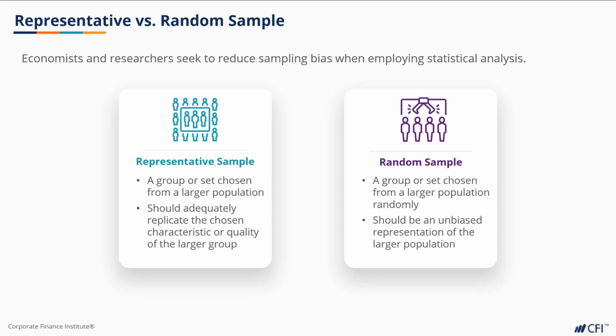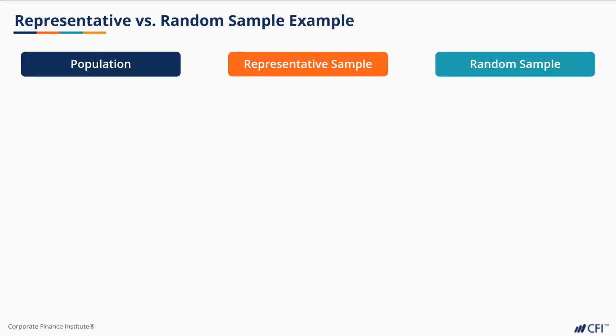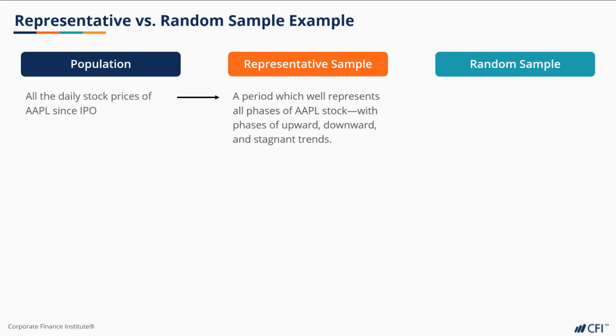Some quick examples. The first is for a population of all of Apple's stock prices since IPO. A representative sample might try to cover all phases of Apple's stock, from it going up to going down and not moving at all. Whereas a random sample may be prices from 100 random days in the period since IPO.